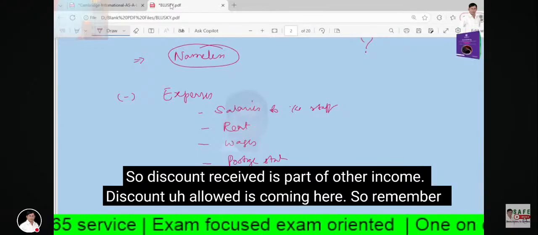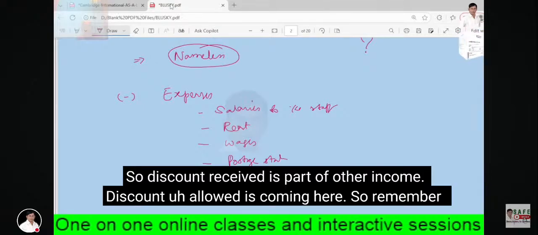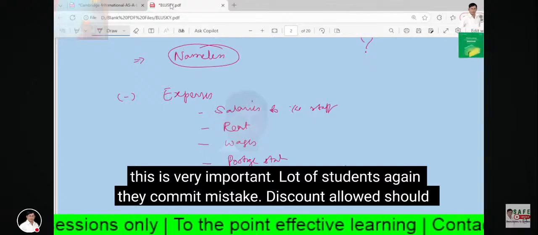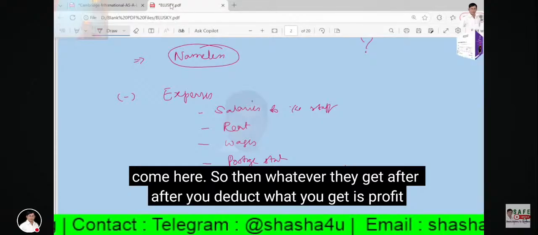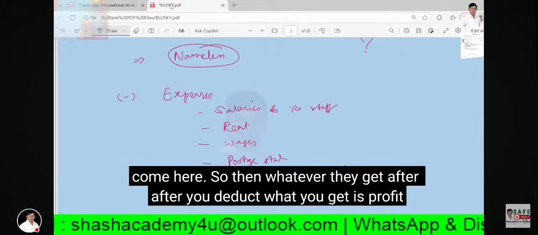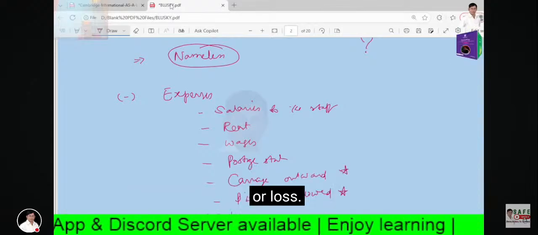Discount received is part of other income. Discount allowed is coming here. Remember, this is very important. A lot of students again commit this mistake. Discount allowed should come here. Then whatever you get after you deduct is profit or loss.